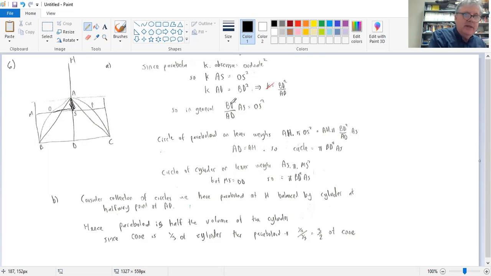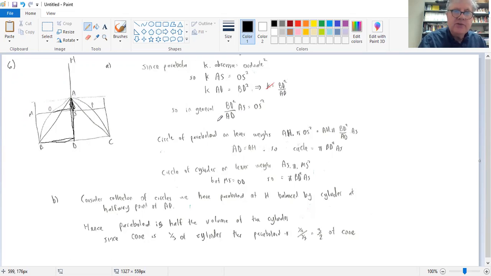And then if we look at the height, this is the height of the paraboloid, and this is the base. That's also on the parabola. So we've got K times AD equals BD squared. So that means we can solve for K, we can find out what the parameter is. It's going to be BD squared divided by AD. So in general, what we're going to have is BD squared on AD times AS. That's just the generic abscissa equals OS squared.